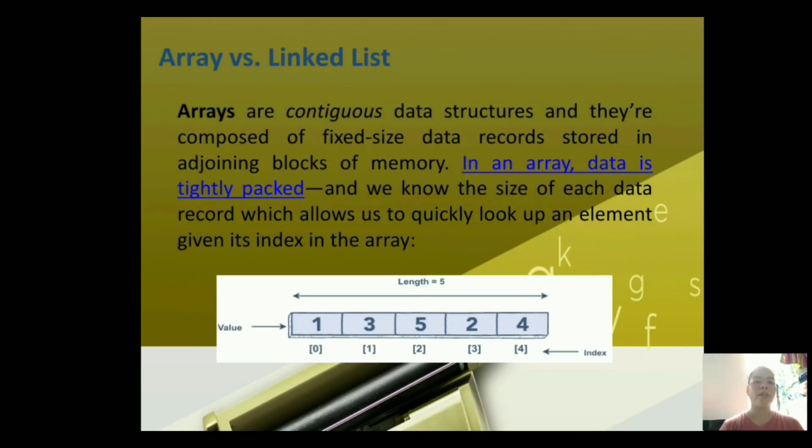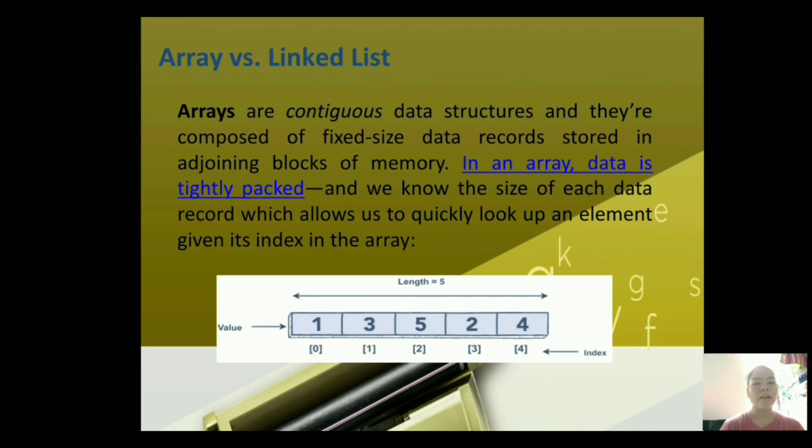So arrays are contiguous data structures and they are composed of fixed size data records stored in adjoining blocks of memory. Arrays are simply like a container that can hold multiple values of the same type. All values in an array have a particular address that can be specified by its index. In an array, data is tightly packed, and we know the size of each data record, which allows us to quickly look up an element given its index in an array.